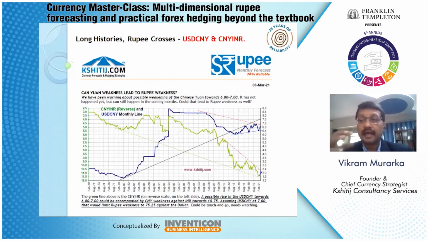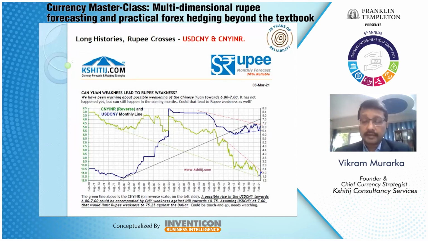This is how we are able to figure out dollar rupee from yuan rupee, instead of just looking at dollar yuan and saying that if the yuan is going to weaken, then the rupee has to weaken. But no, this tells us that there's a possibility that the rupee might not weaken so much. Okay, so again, long histories, but with crosses on the rupee.